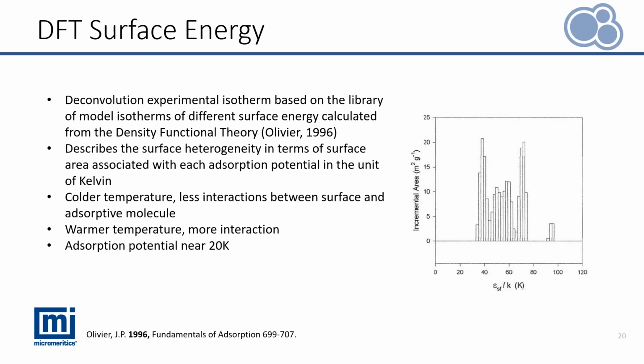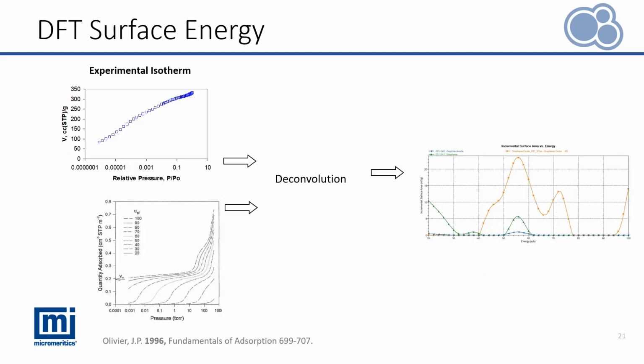The adsorptive potential near 20 Kelvin indicates the gas-to-gas interaction. And an adsorption potential greater than 90 Kelvin indicates the presence of micropores in the sample. Depicted on the bottom left graph, we have a set of model isotherms that were calculated for different surface energies from 20 Kelvin up to 100 Kelvin on a non-porous flat surface. We can deconvolute an experimental isotherm with the set of model isotherms to obtain the surface energy distribution of a material.